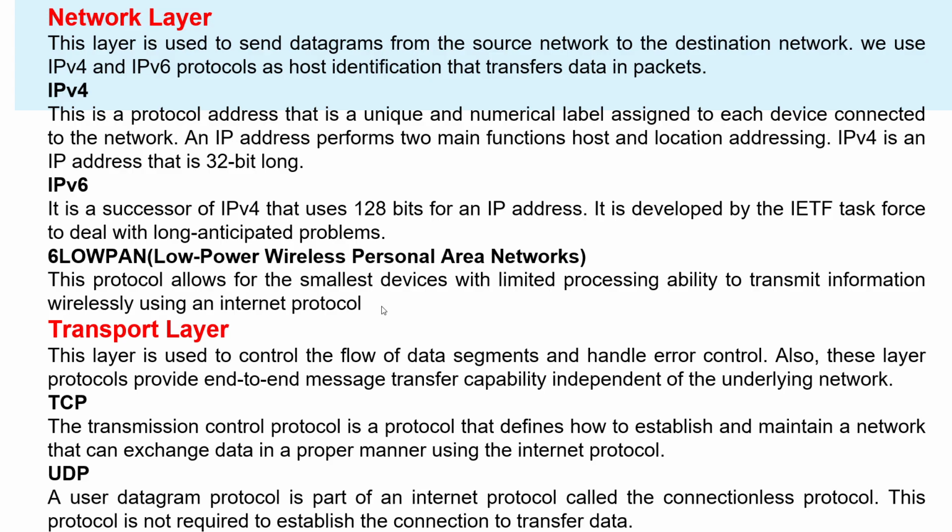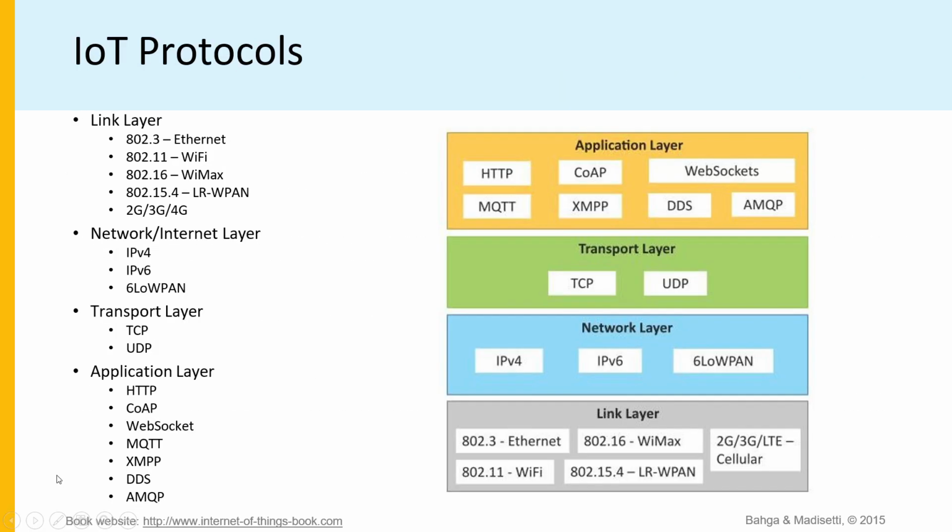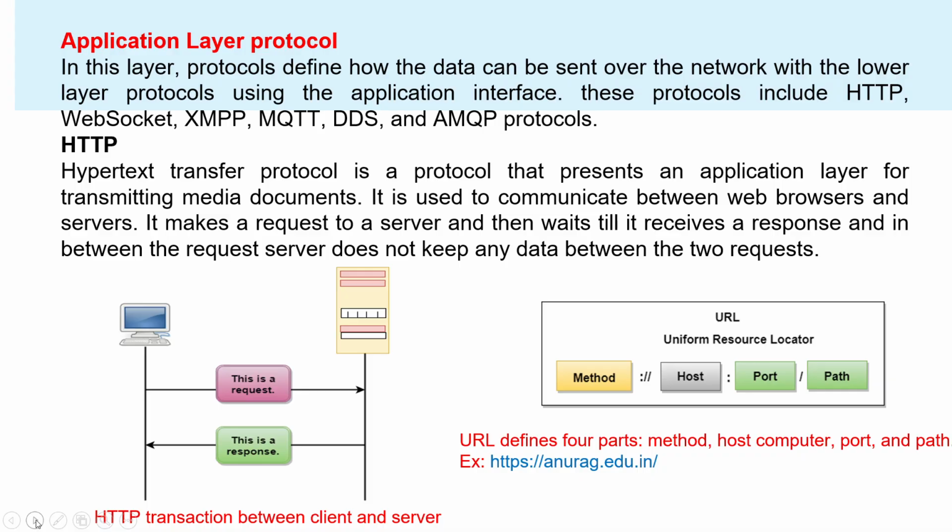Yes. Till now, we have seen link layer, network layer, transport layer. Coming to the last layer, nothing but the top layer, application layer. Totally, there are 7 protocols. One by one, we are going to see with the diagrams. Yes. In application layer, we are going to use those 7 protocols.